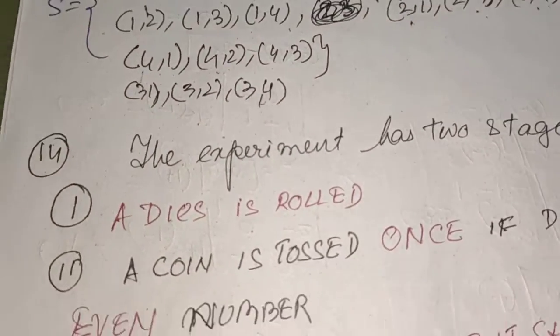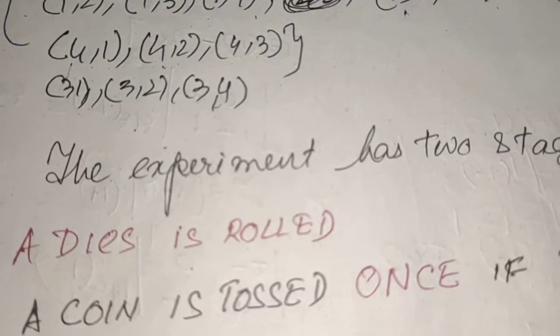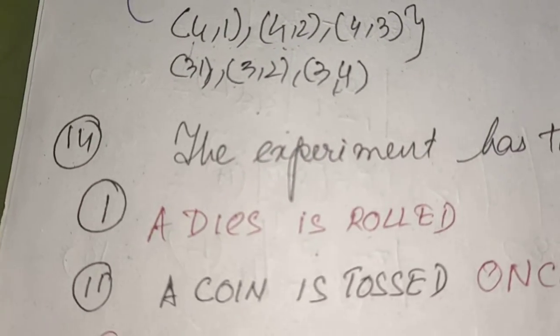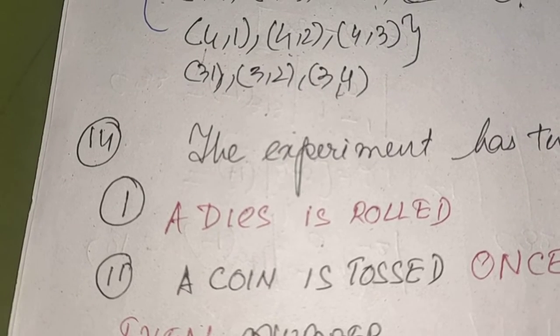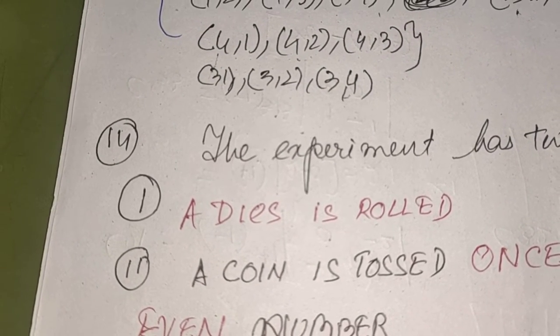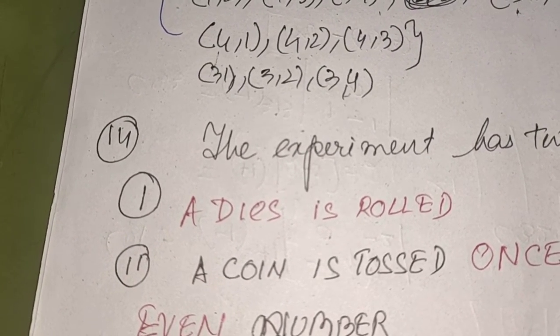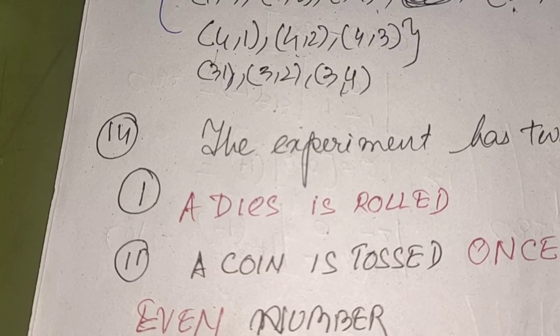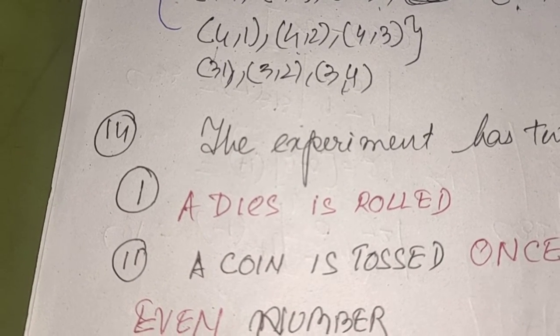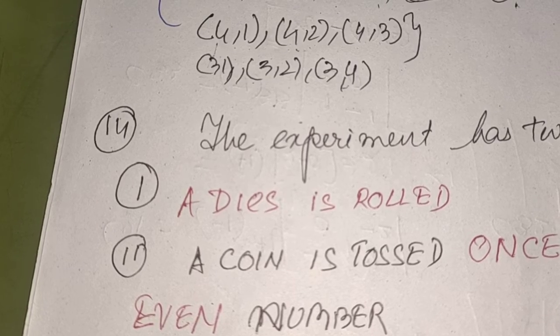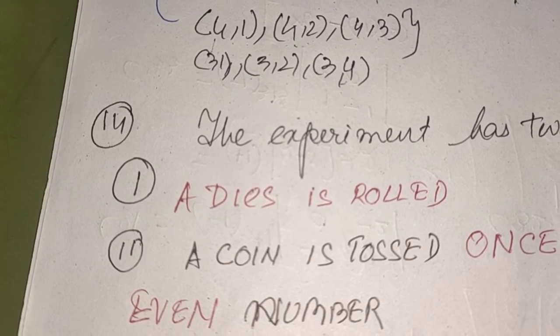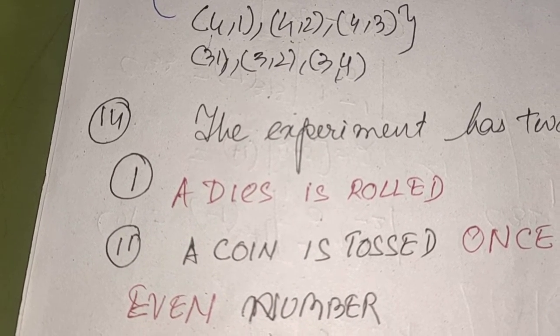Now question number 14. It says that an experiment consists of rolling a die and then tossing a coin once if the number on the die is even. If the number on the die is odd, the coin is tossed twice. Write down the sample space.